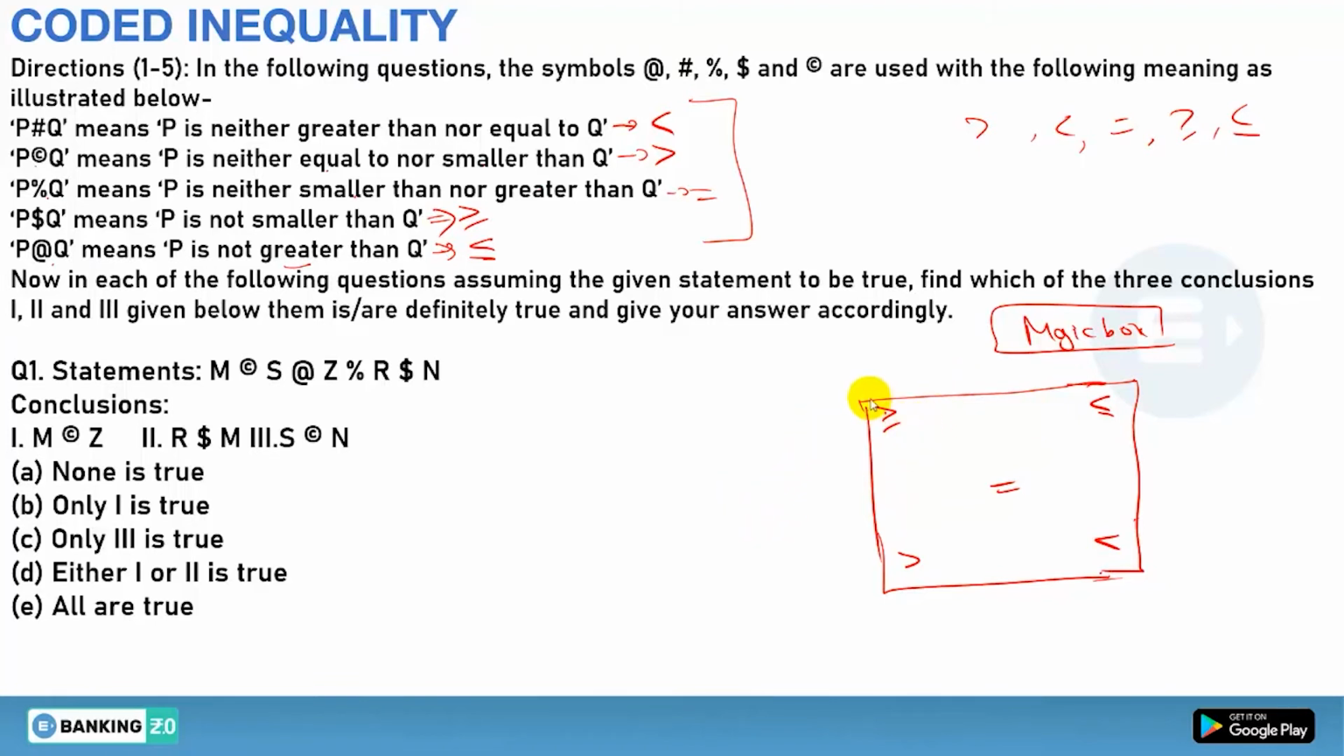Why? Because you know that between greater equal and less equal, you can't justify any relationship. Between greater and less, you can't justify the relationship. Between greater equal and less, you can't justify the relationship. Between less equal and greater, you can't justify the relationship. So if you know all these things, then you can easily solve them.